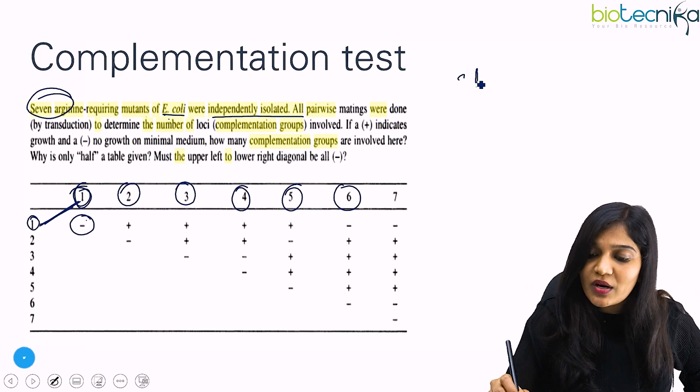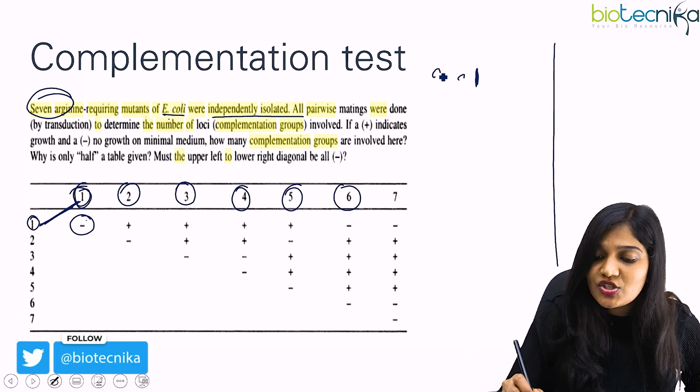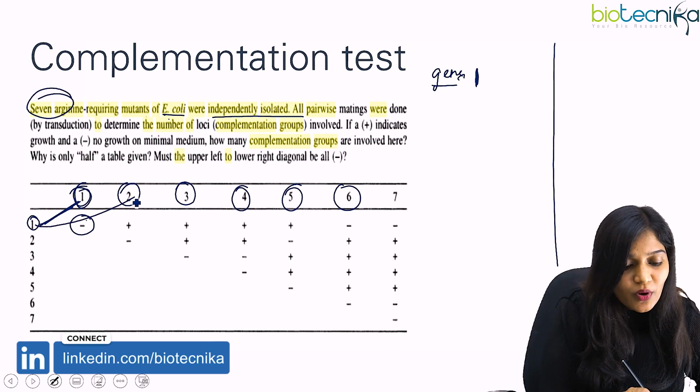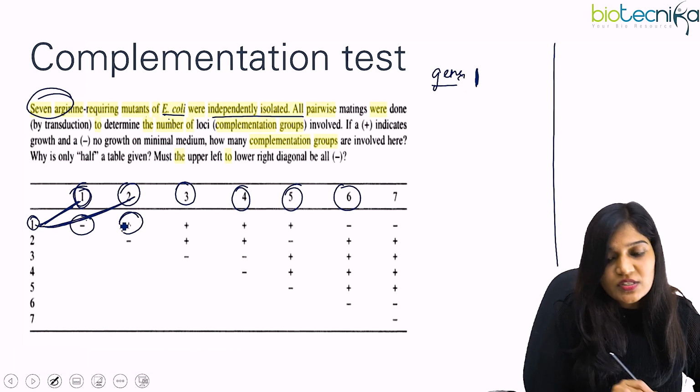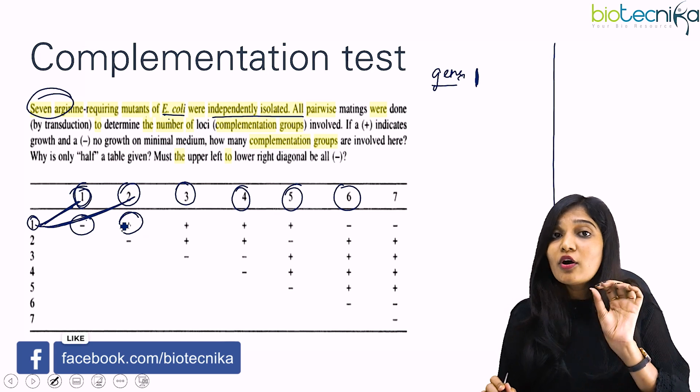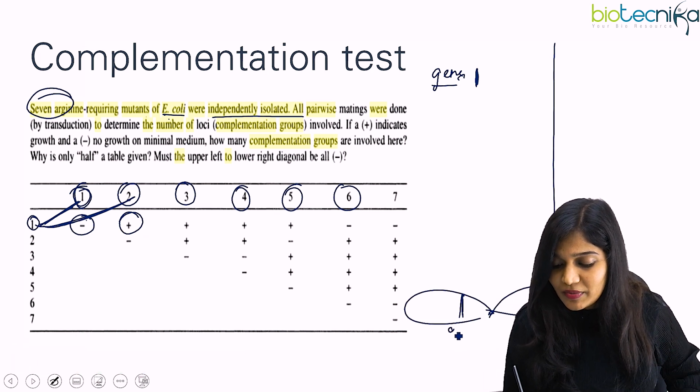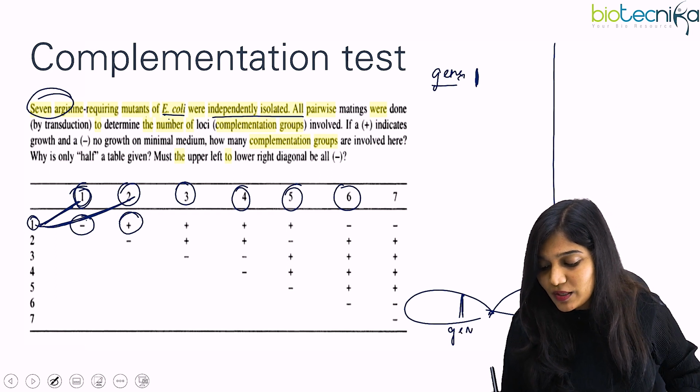So gene 1 is in one group. So this is gene 1. Let me make all the genes. And when 1 and 2 are crossed, you get positive. So 1 and 2 will not be present at the same location, they will be on different ones. So gene 1 will be here and gene 2 will be here.